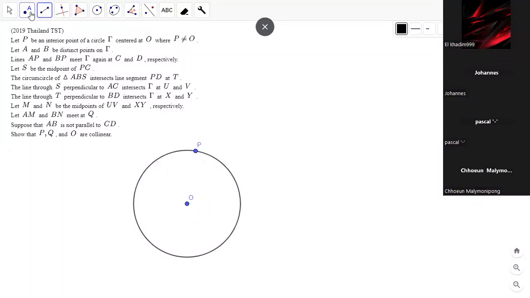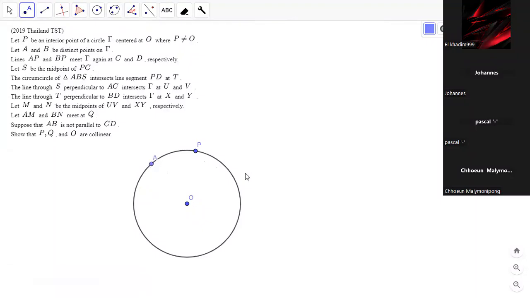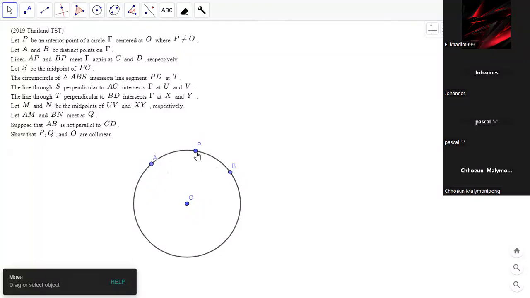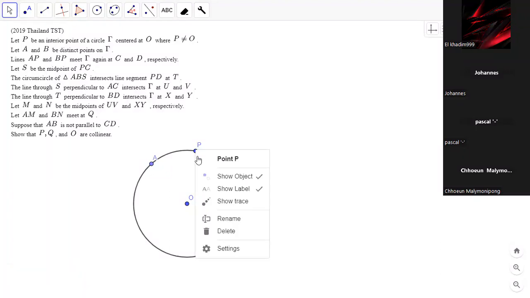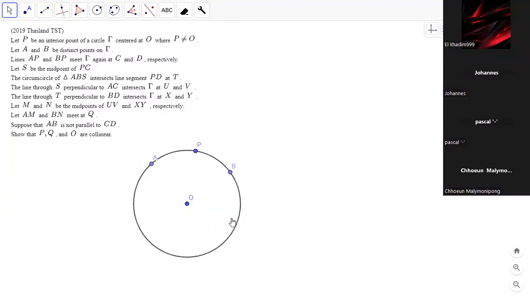So I don't need to draw the segment really. So this is A and B. AP and BP meet. Oh, P is inside of it, so it's not on the circle. So I guess I'll just do the. Tell you what, I'll do this.